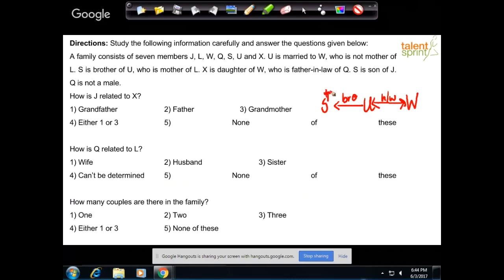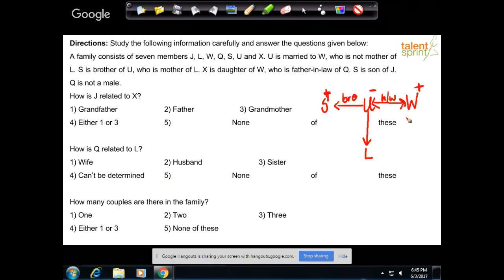Then they tell us S is the brother of U, who is the mother of L. So that means they tell us U is the mother of L. Now notice, the minute they tell us that U is the mother, it means that U is female, and if U is female, W becomes male because they are husband and wife. Please look at this line. S is the brother of U, plotted. Who is the mother of L? Since U is the mother of L, she will be female, and since she is female, W will be male.